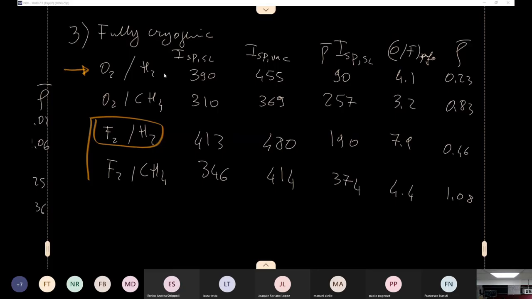So, of course, for the application, we have to consider trade-offs, as I said, between the storage conditions, the cost of keeping the propellant in terms of safety, corrosion, cryogenicity, so insulation, and so on.